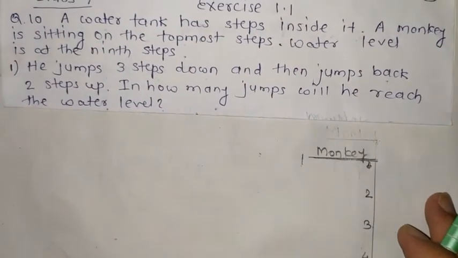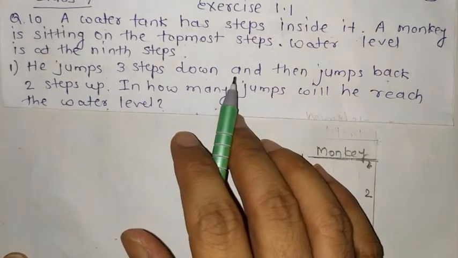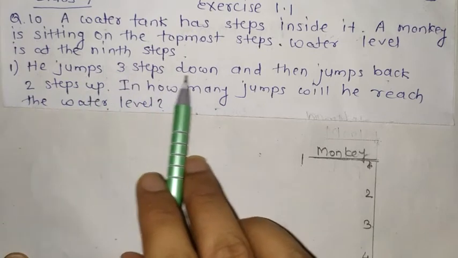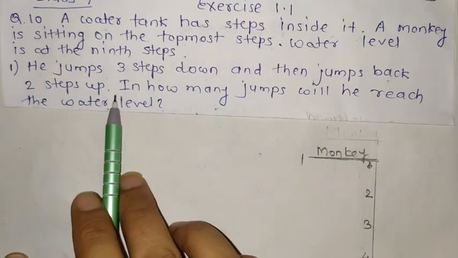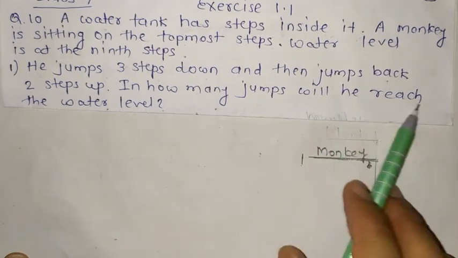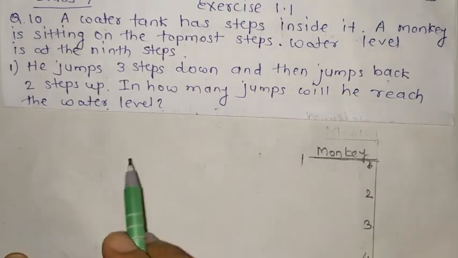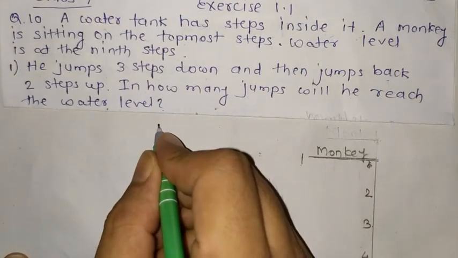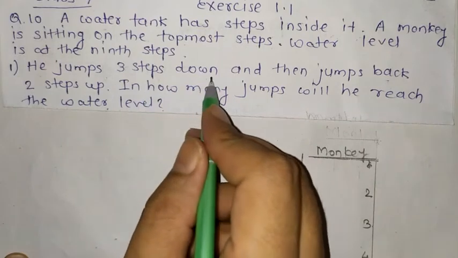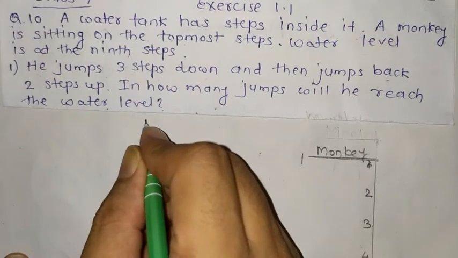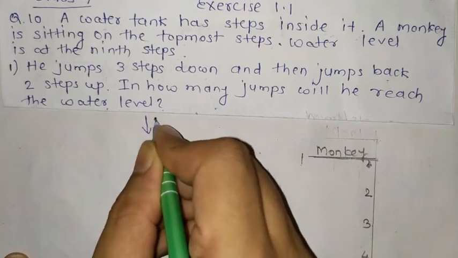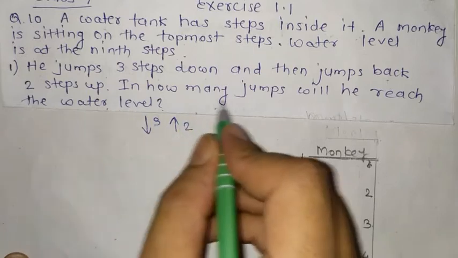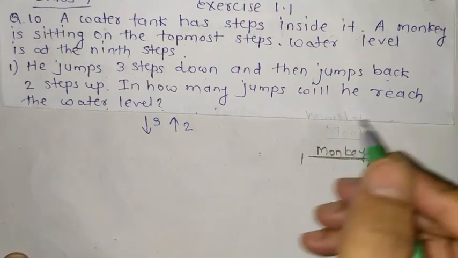And now this question is basically divided into three main parts. So we are in part 1. Monkey jumps 3 steps down and then jumps back 2 steps up. So in how many jumps will he reach the water level? Here in part 1 it has given some important information. Monkey jumps 3 steps down, means for going into the water level the monkey jumps 3 steps down and then 2 steps up. So in how many jumps will he reach the water level?